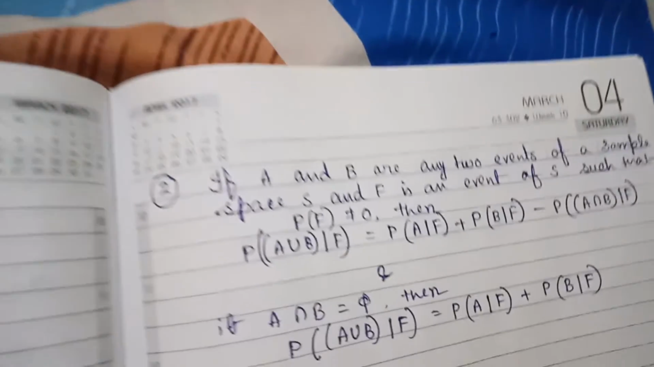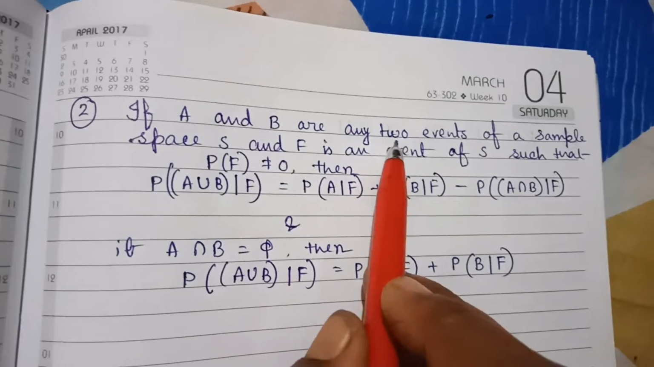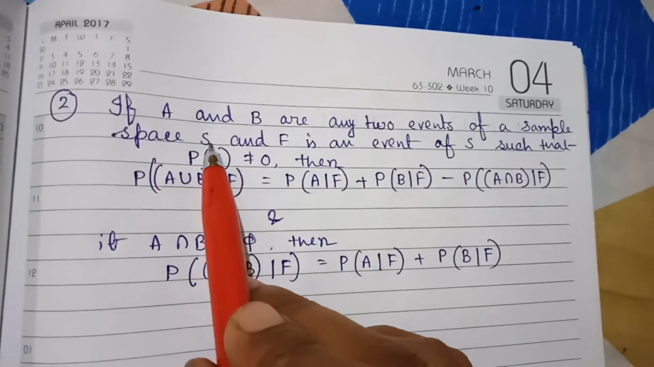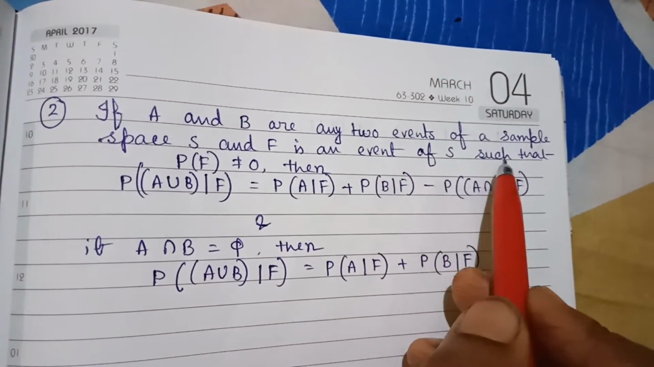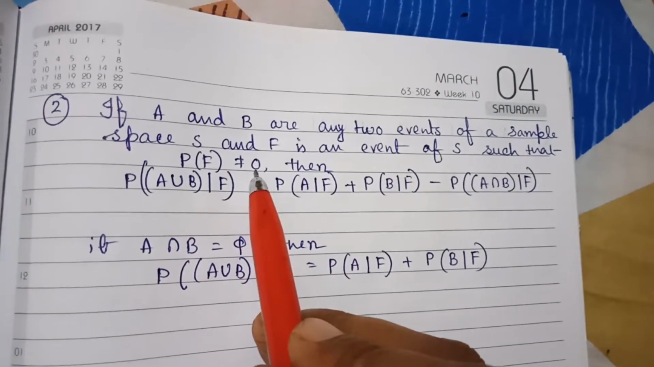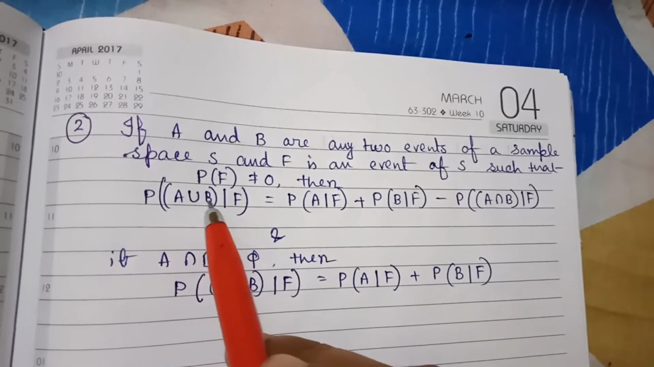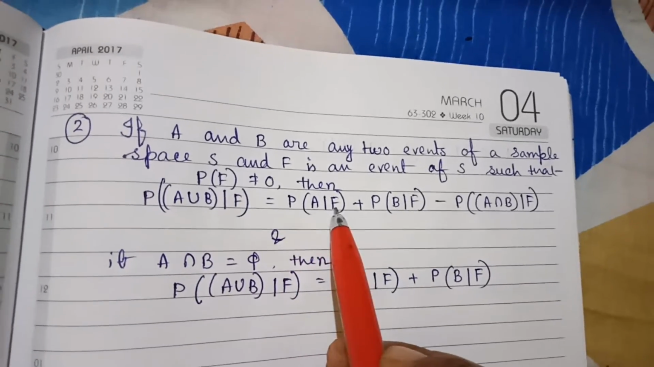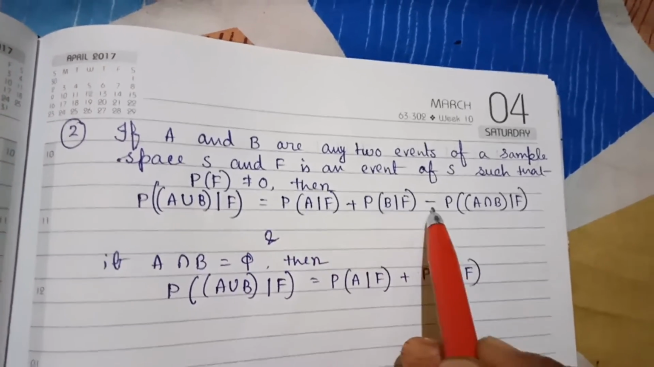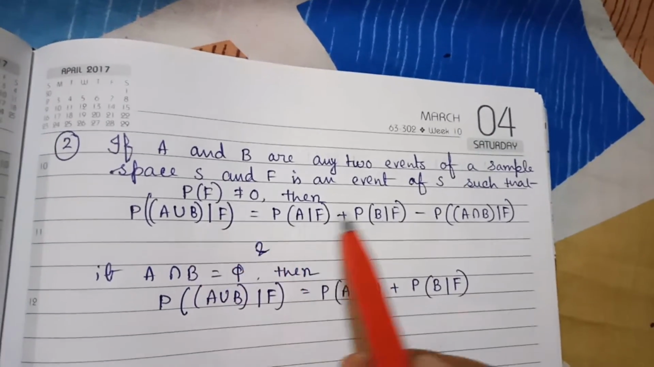Now coming to property number 2. Property number 2 is, if A and B are any two events of a sample space S and F is an event of sample space S such that P of F not equal to 0, then P of A union B on F equals P of A on F plus P of B on F minus P of A intersection B on F. Nothing new.